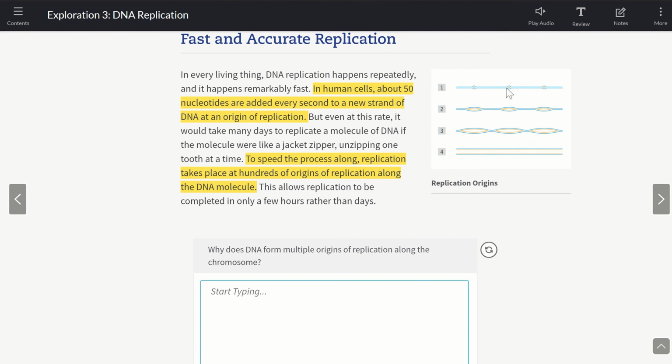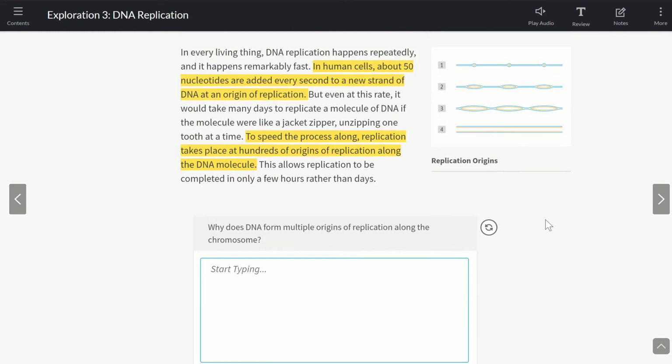In this picture, there's 3 different origins of replication that are going to begin spreading out in both directions, ultimately creating more opportunities for this molecule to be replicating all at the same time. And because of that, like it says in your textbook, this whole process only takes a few hours rather than days if it was only opening on one spot.